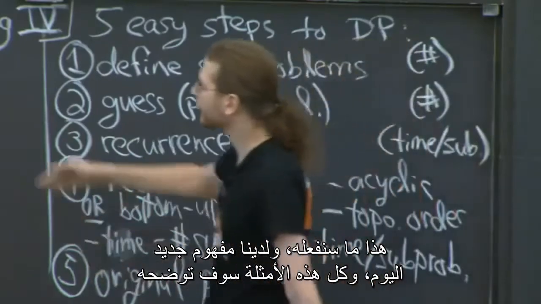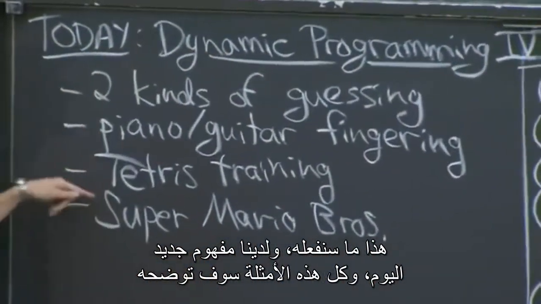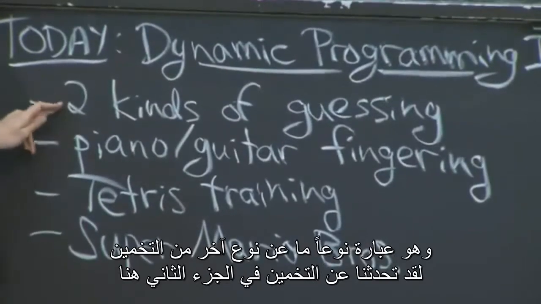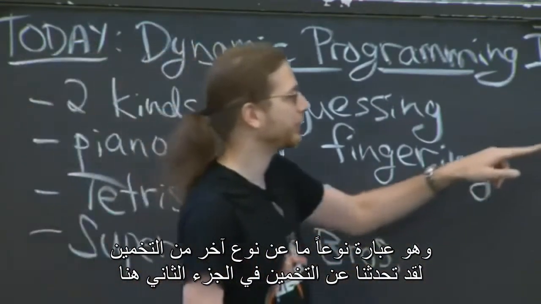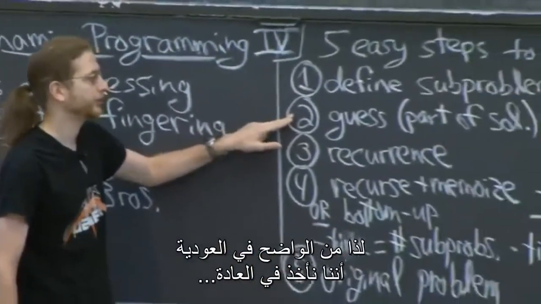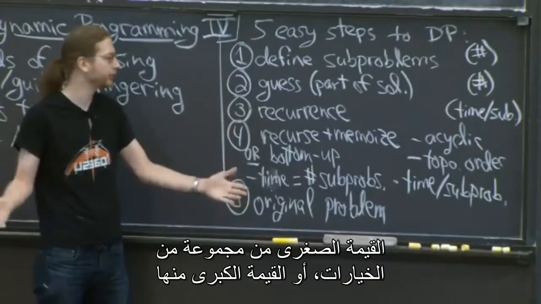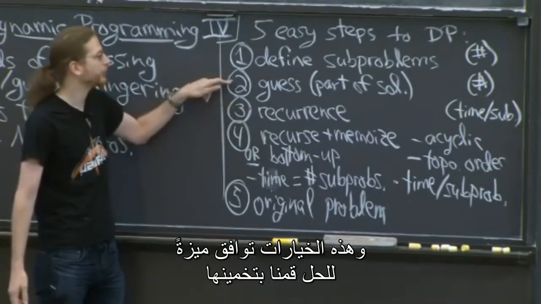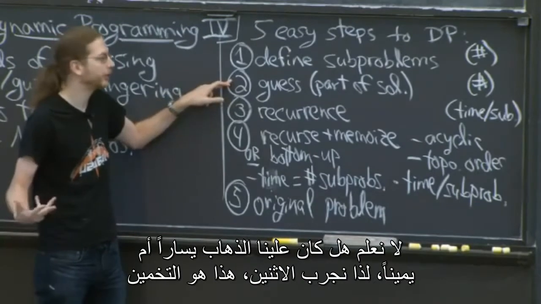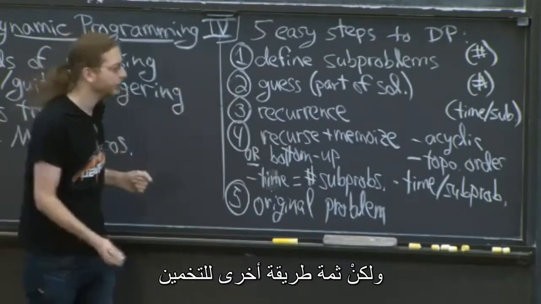And we have one new concept today that all of these examples will illustrate, which is a second kind of guessing. We've talked about guessing in part 2 here, which is sort of the obvious thing. In the recurrence, we usually take a min of a bunch of options or a max of a bunch of options. And those options correspond to a guessed feature. We don't know whether to go left or go right, so we try them both.